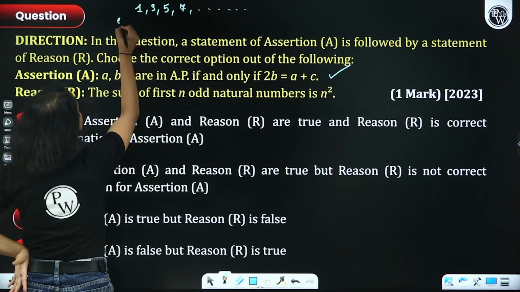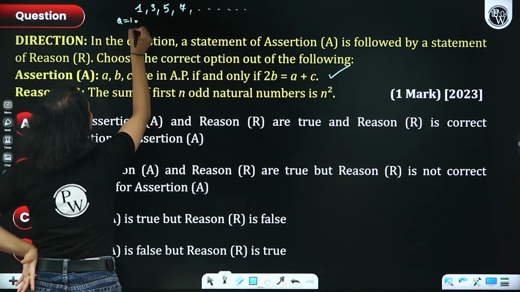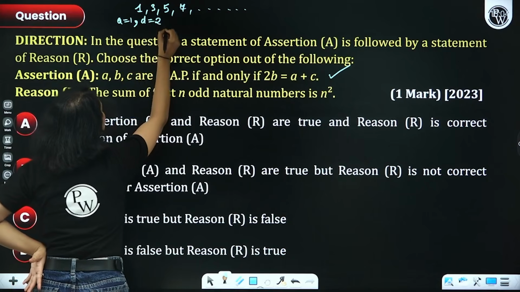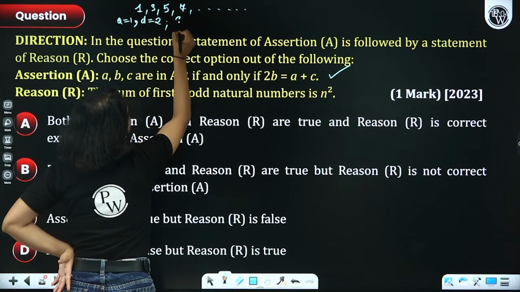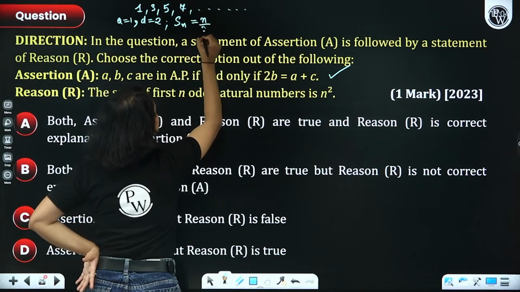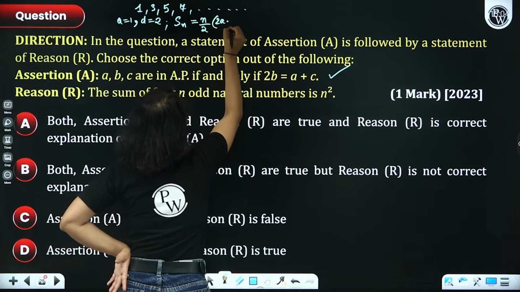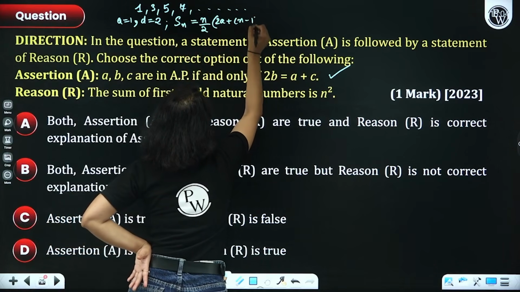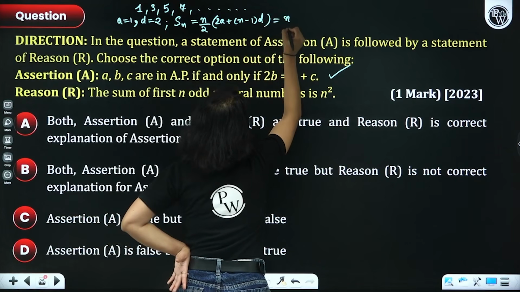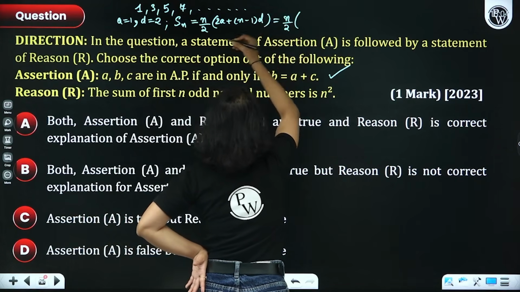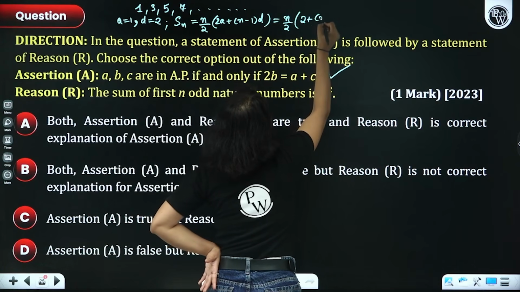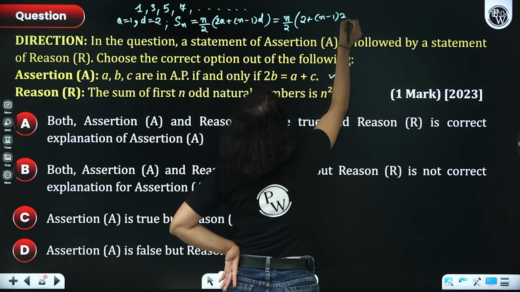So here A is equal to 1, common difference D is equal to 2. We have to figure out Sn. Sn is equal to n by 2 times 2A plus n minus 1 D. I am writing down the formula. Now let's put everything here. n by 2 will remain as it is because I do not know the value of n. Twice of A, that means 2, plus n minus 1 into 2 because D is also 2.